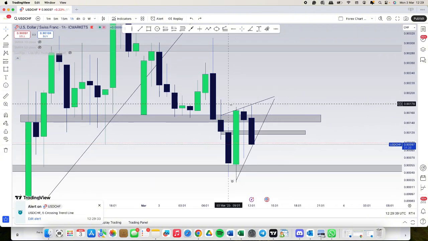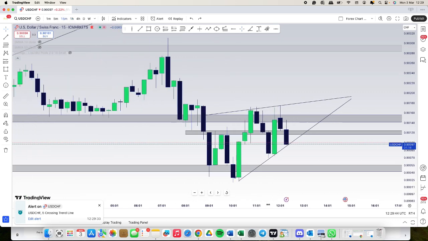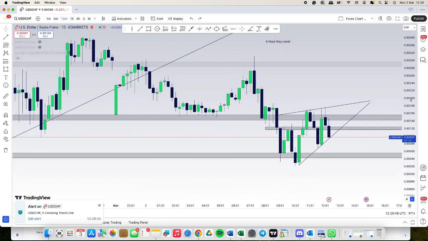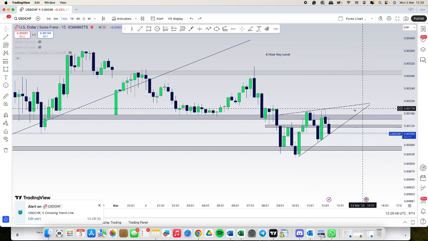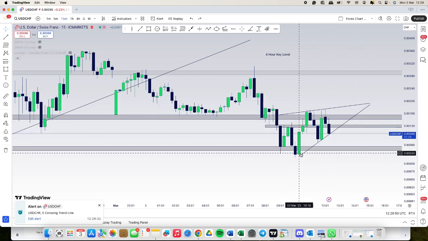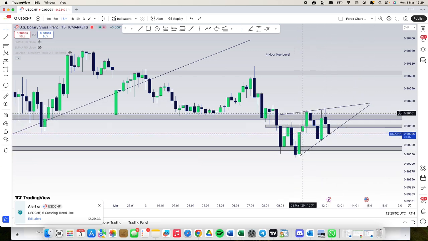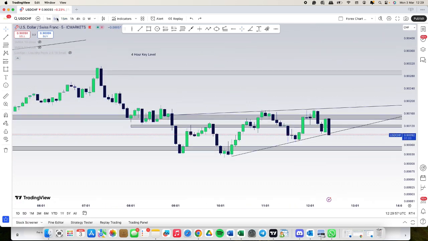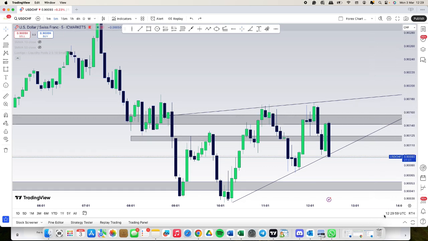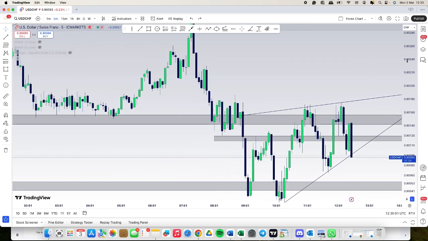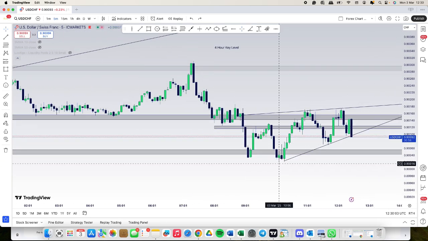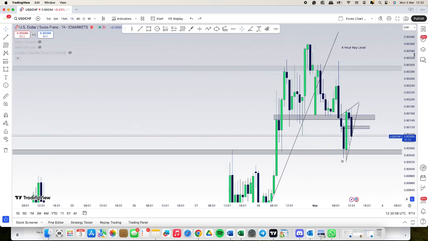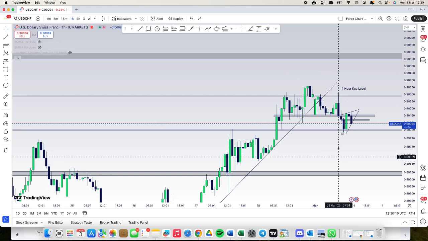We've got a lovely wick at this level, and price is now getting squeezed and forming this pennant. Every time we come down, we tap this level and buyers push it up. Every time we get to this level, sellers push it down. So now we're in a bit of a fight to see who's going to win it. In terms of this trade, you can look at a couple of things for it.